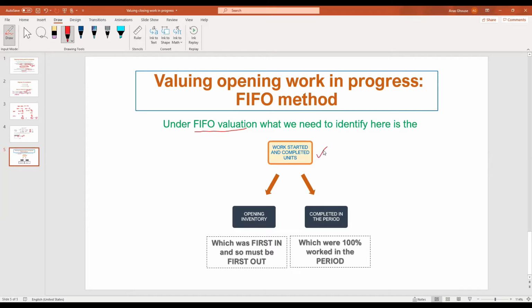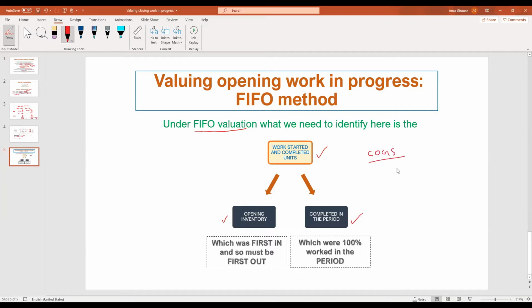Then what we need to do is divide this into two parts. First one is the opening inventory and the remaining units completed in the period. So these are the two components that we need to identify. Basically, this is like you calculate the cost of goods sold. It's simply like calculating cost of goods sold.